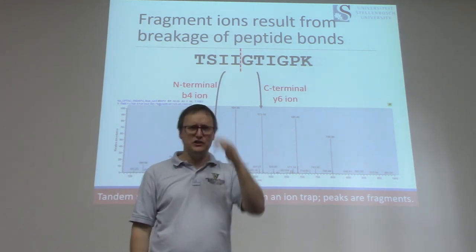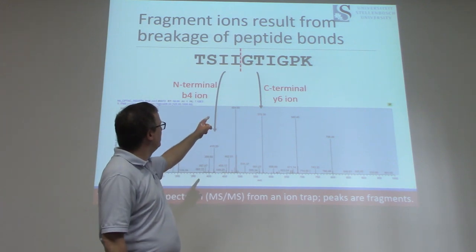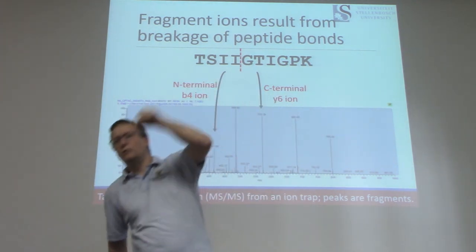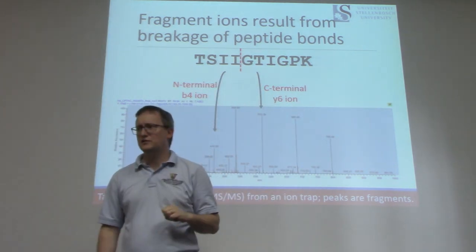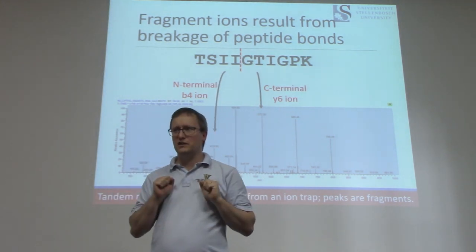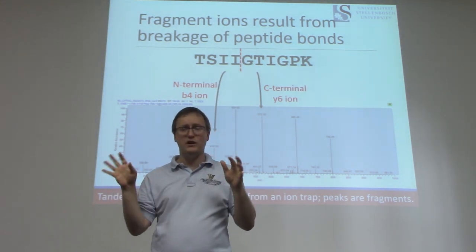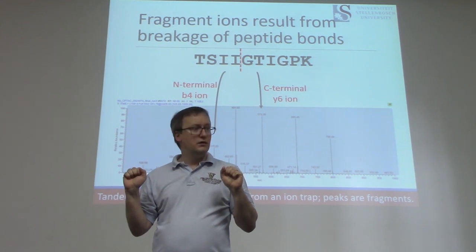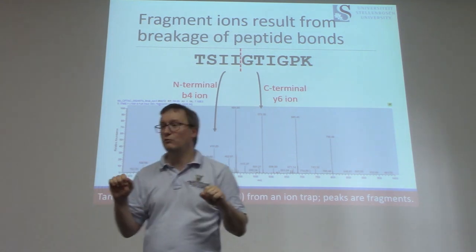Now I want you to imagine in your mind's eye what would happen if you moved the breakage one amino acid closer to the N-terminus. First off, what would we name those ions? You still have a B and a Y, but what are they called now? B3, Y7. That's really good. Well done.